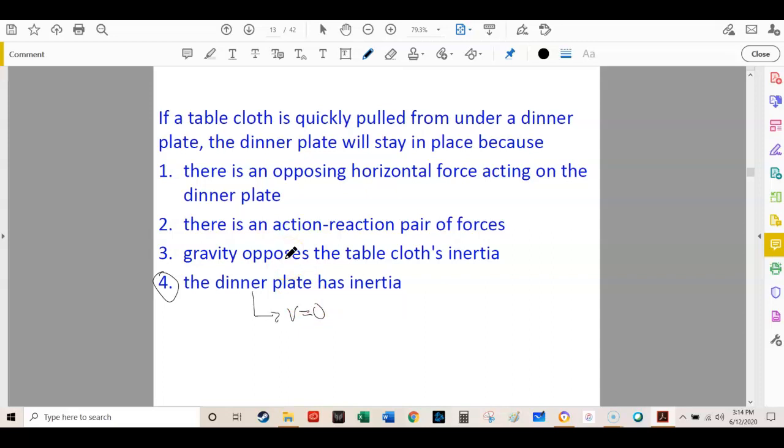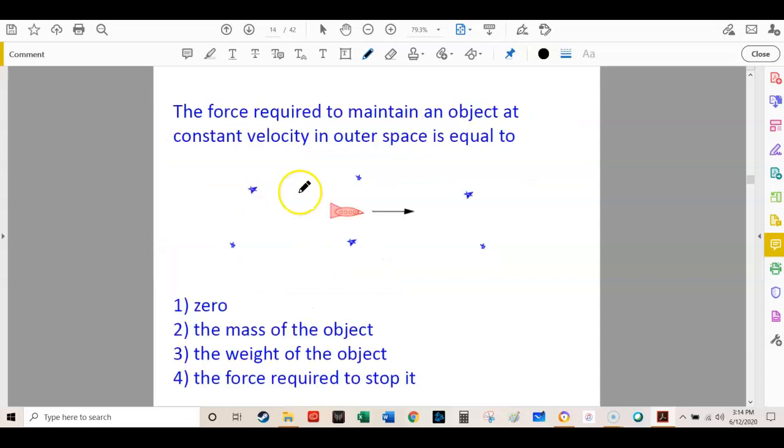But the only force that would interact with this is friction in this case. And since I said there was no friction acting on it, you could bet that if no forces are interacting with an object, that object's just going to stay at rest. Okay? Let's try another one.